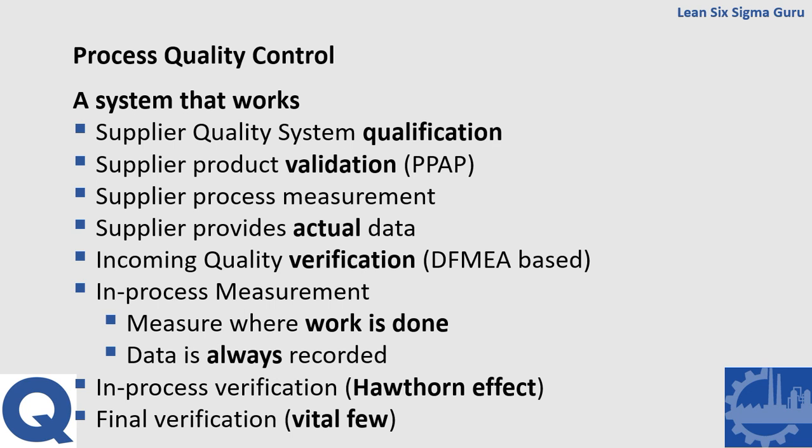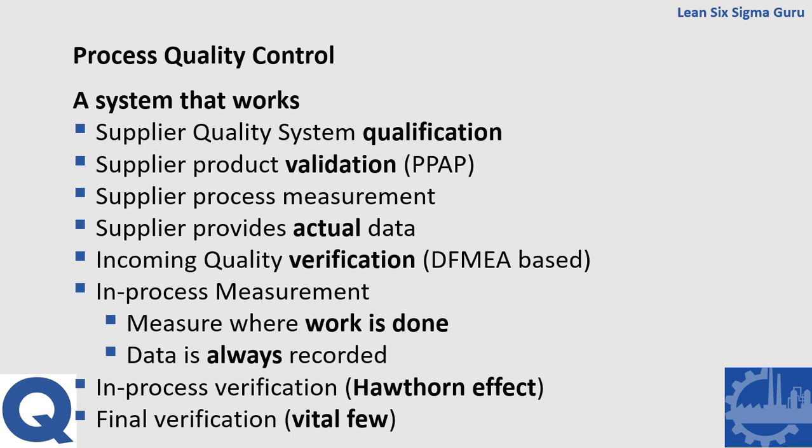A system that works for process quality control. Supplier quality system qualification. So we make sure suppliers have a good quality system. The supplier product is validated through PPAP or a similar method. The supplier process is measured. Suppliers provide us with actual data that we actually check and actually audit.